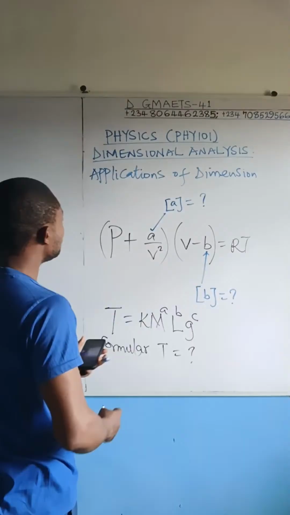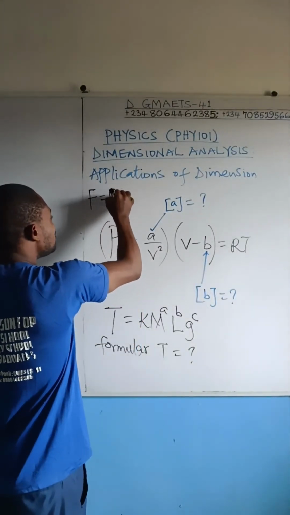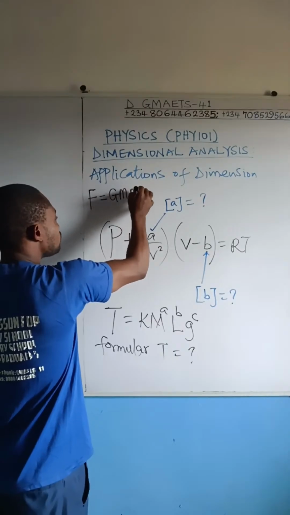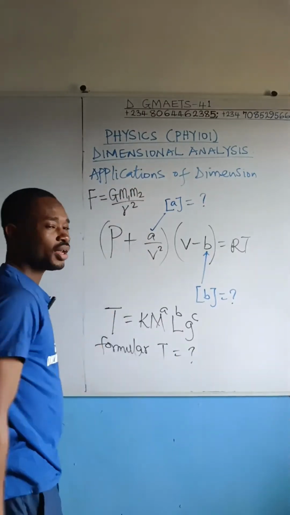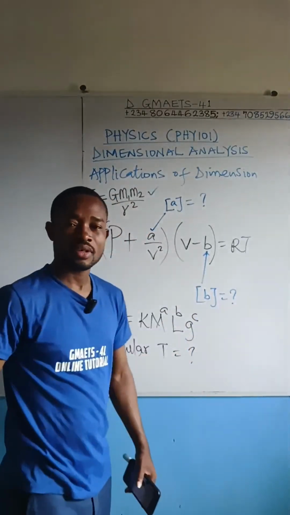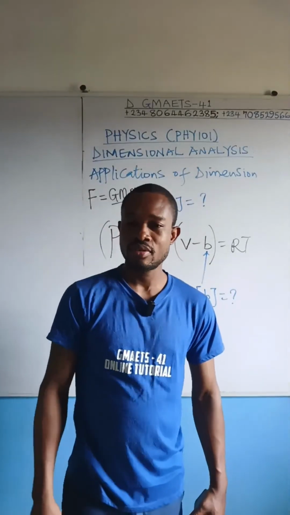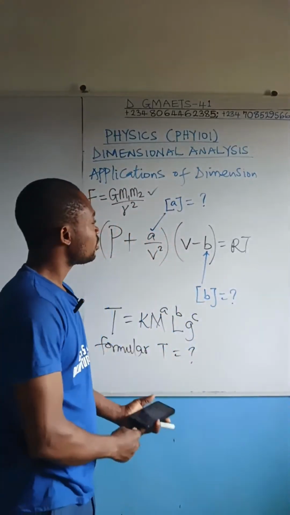If I give you this formula that F is equal to G M1 M2 divided by R squared, how sure are you that this formula is correct? Who told you that it is correct?